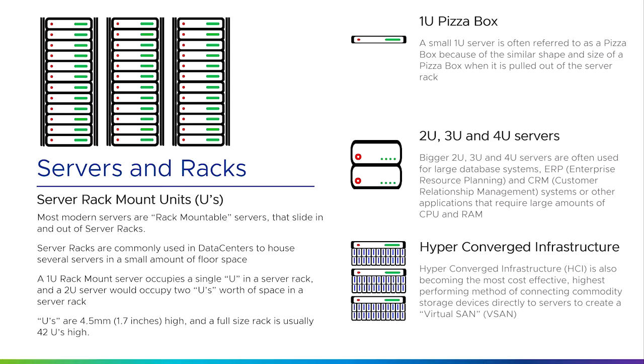So put simply, if you put everything in the same box, it runs faster than if you put it in different boxes and join it together with slow networks or slow connections. So HCI, or hyper-converged infrastructure, is rapidly becoming the most cost-effective and highest performance method of connecting commodity devices together, storage devices and server devices, into what we would call a virtual SAN, or vSAN.